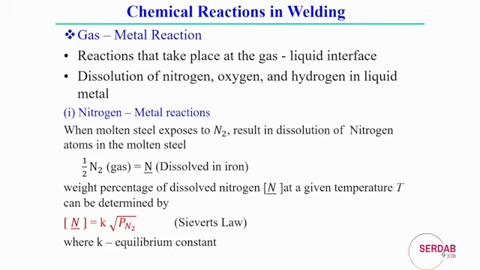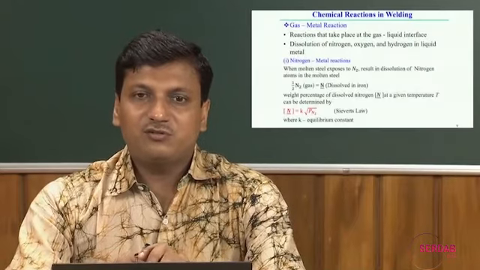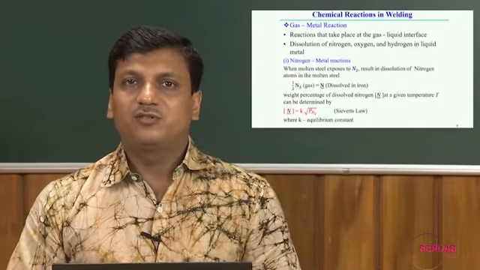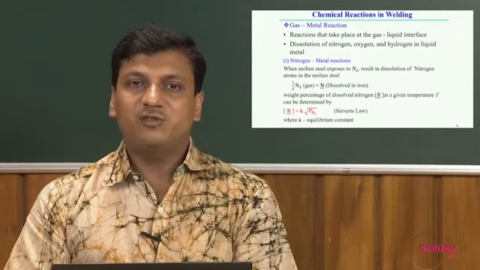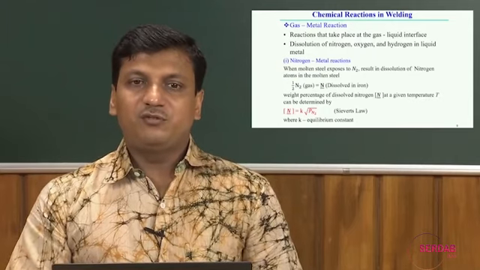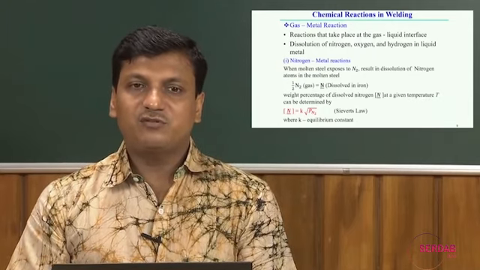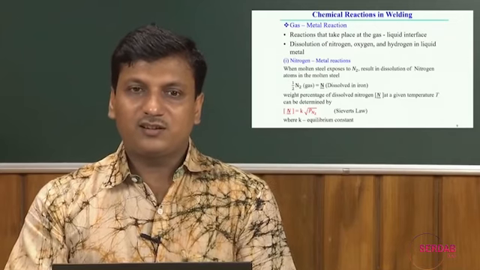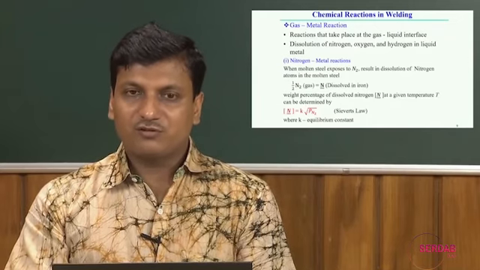So, first we look into the reaction between the nitrogen and metal. How they react with respect to each other. When molten steel is exposed to nitrogen, that results in the dissolution of nitrogen atoms in the molten pool. The weight percentage of the dissolved nitrogen at a given temperature can be represented by Sieverts' law. Here we can see that N equals K times root over P N2. Here K is a constant term, called the equilibrium constant.